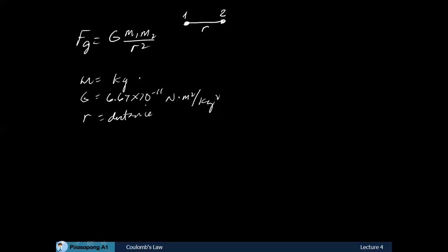So what can we say about the attractive force existing between these two objects? The force is always an attractive force, which means that the force that object 1 experiences is towards object 2, and object 2 experiences a force from object 1 that is directed in this direction. Also, the mass is always positive, so there's no negative mass or negative value for the mass.